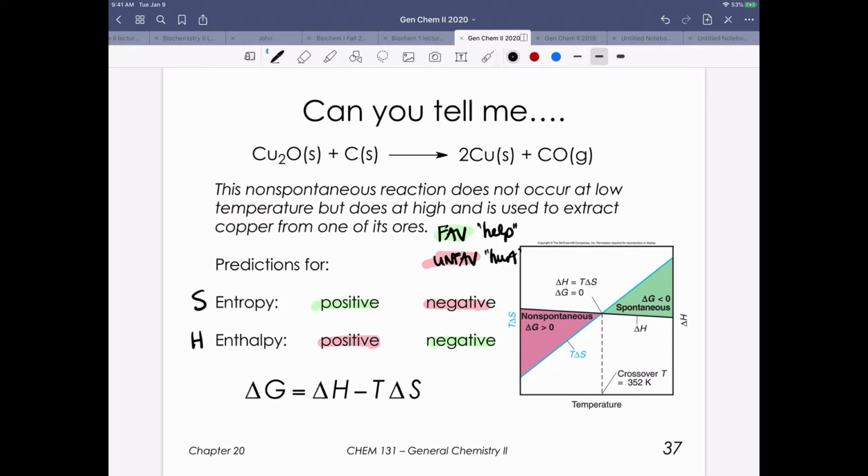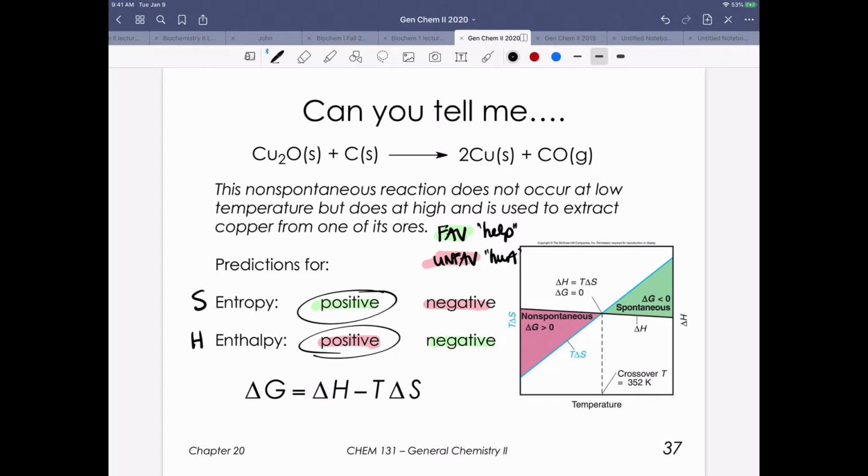So in this case, because we have more molecules that are moving more, we're making more gas molecules as products, we know that entropy must be positive. Because this reaction has a temperature dependence, that tells us that it must be an endothermic reaction.